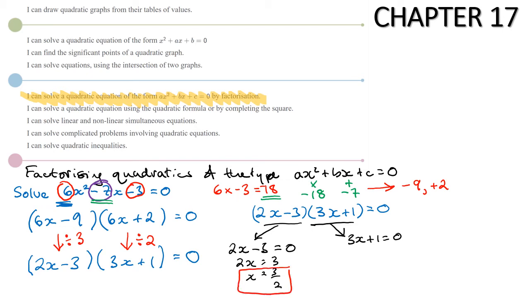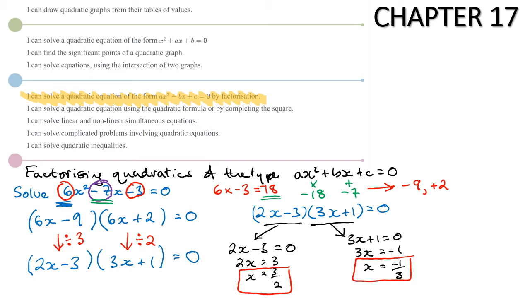We'll do the same over the other side, solve that equation. We'll take away 1 from both sides, then divide both sides by 3. We can leave it as a fraction, so then we get negative a third. Okay, that's our other solution.